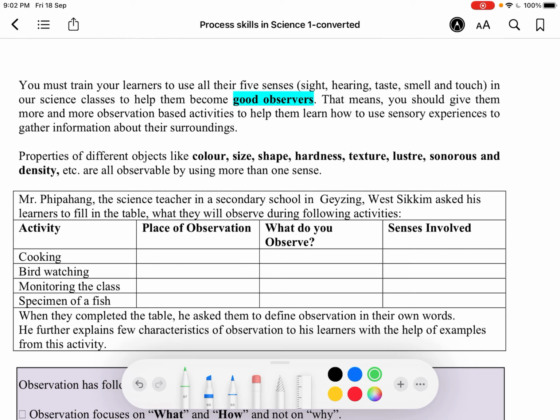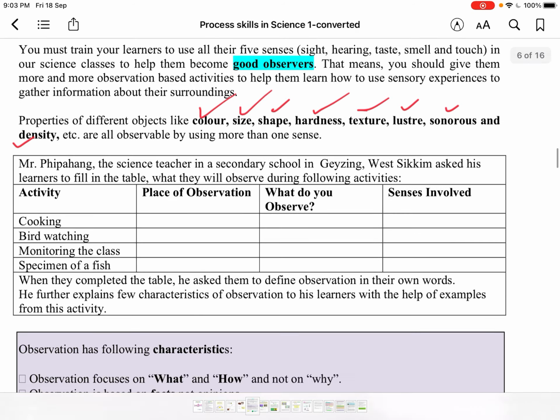And usually in teaching science, whether chemistry, biology or even physics, we talk about the color of the object, the size we see, the shape, hardness, texture, luster, sonorous, whether it produces sounds or not, and density. All these factors of any object, we can acquire knowledge about by the process of observation. And you can see this example here.